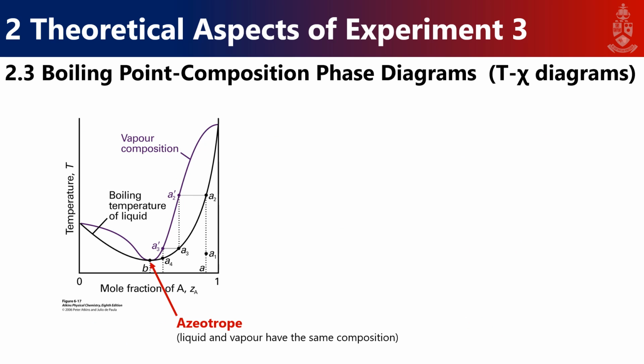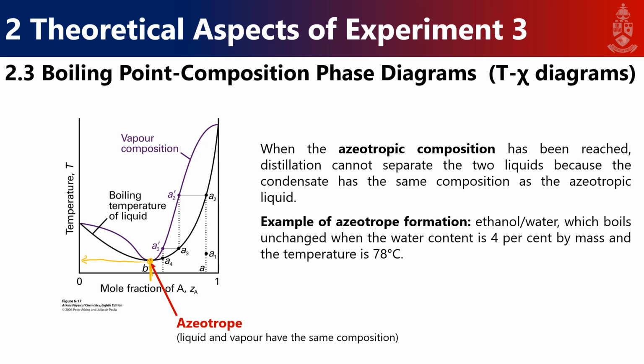I hope you've observed on the previous slide that for both non-ideal boiling point composition phase diagrams, the vapor and the liquid lines meet at a single point, and this point is called the azeotrope. At this specific point, the liquid and the vapor have the same composition, which you can read off from your x-axis, and it also happens at a specific boiling point. That will be the temperature of your azeotrope.